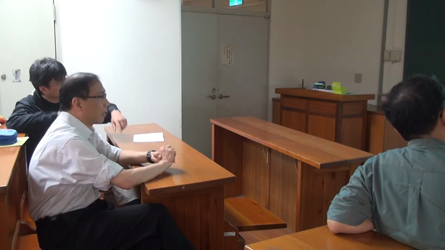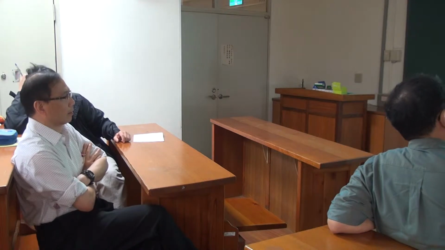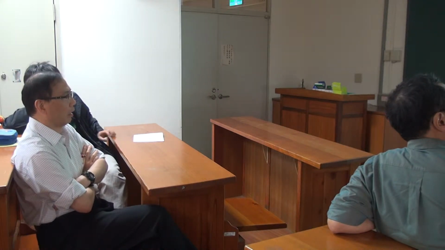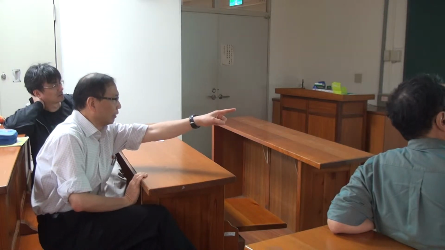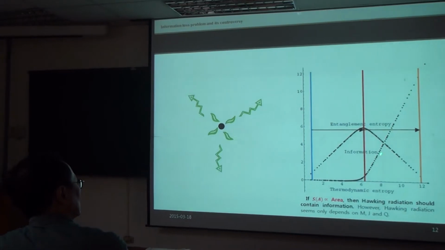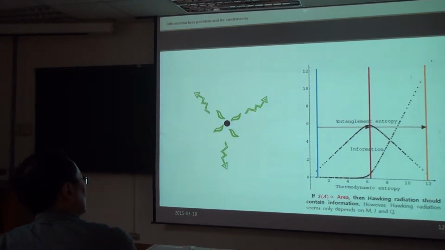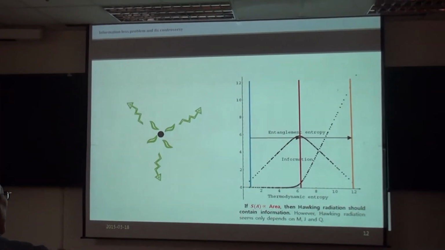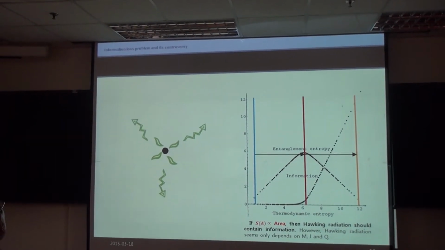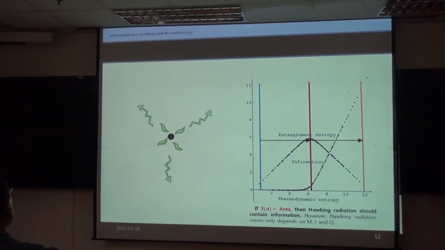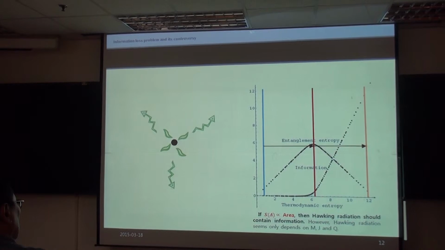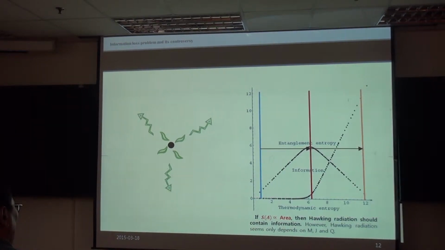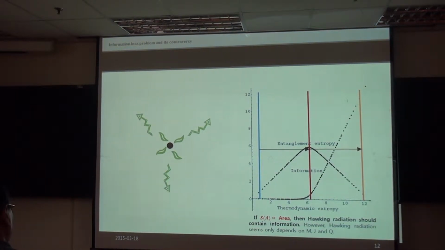Okay, from this plot, how do you see that there are numbers that do not add up? Because from this diagram, you expect that the information should go up towards the end of the black hole's life. That's right. Yet on the other hand, the only mechanism that can reduce the black hole mass is Hawking radiation, which only tells you three things: the mass, the J, and the Q. That's right. And that's not sufficient.